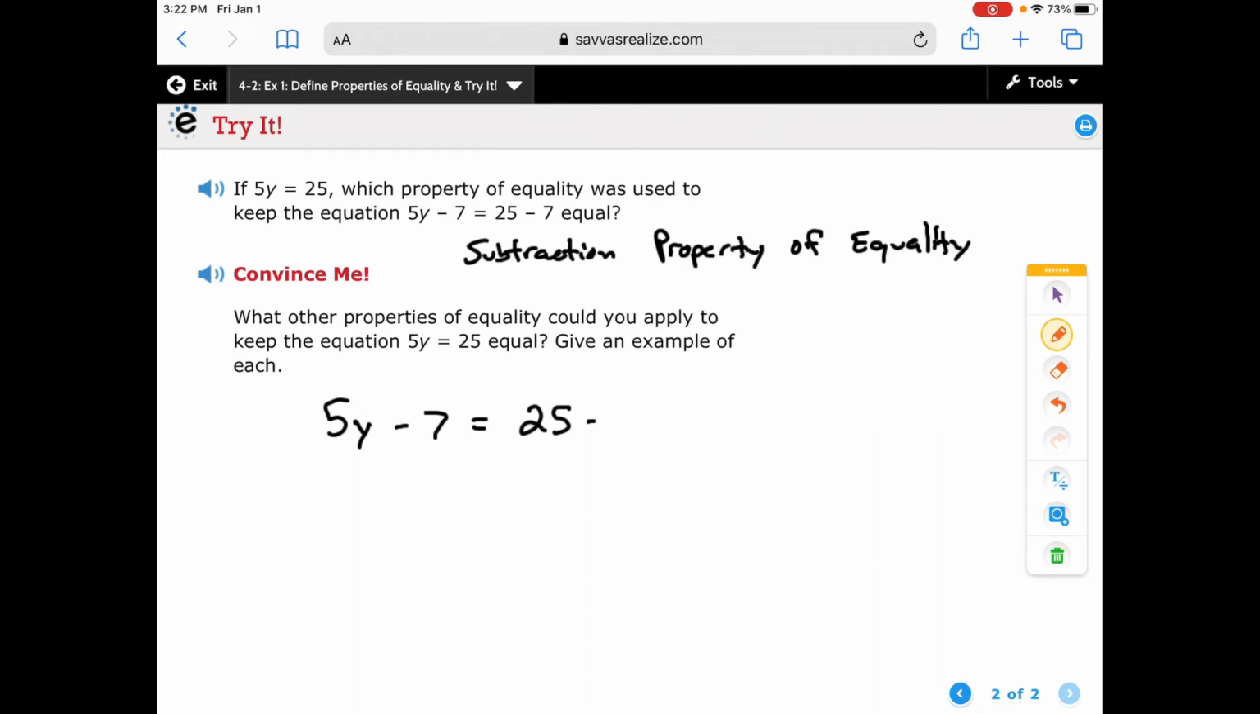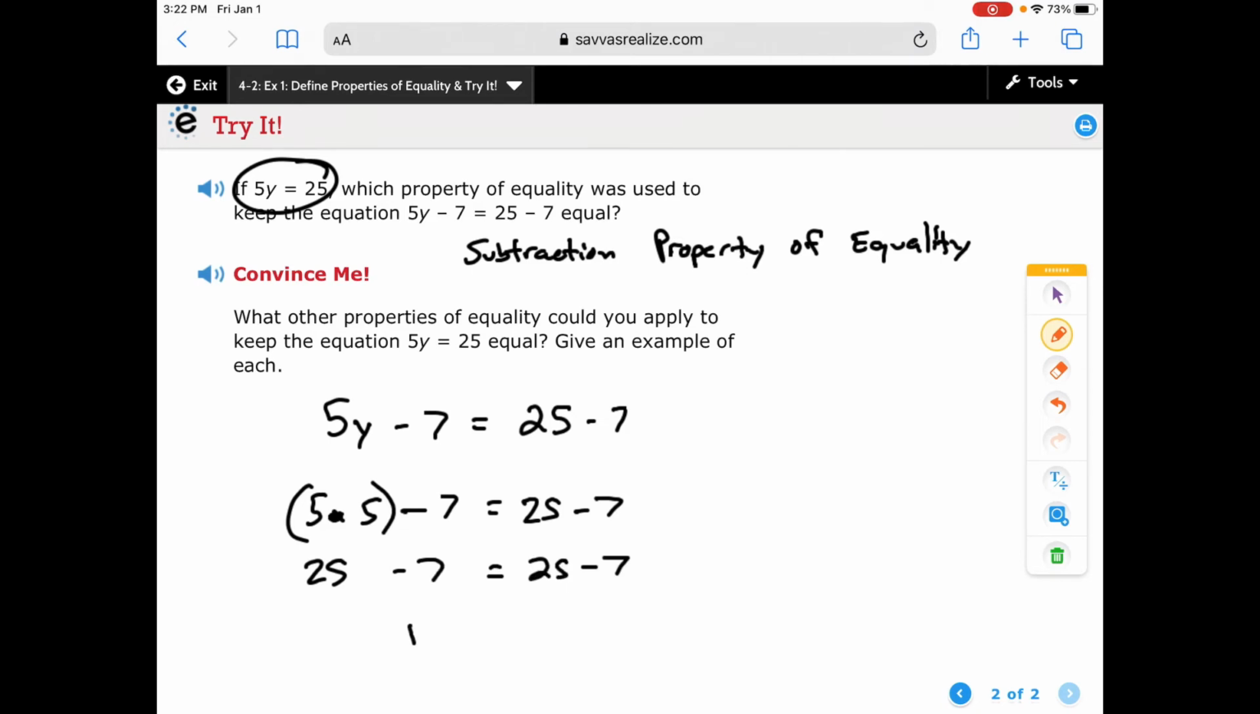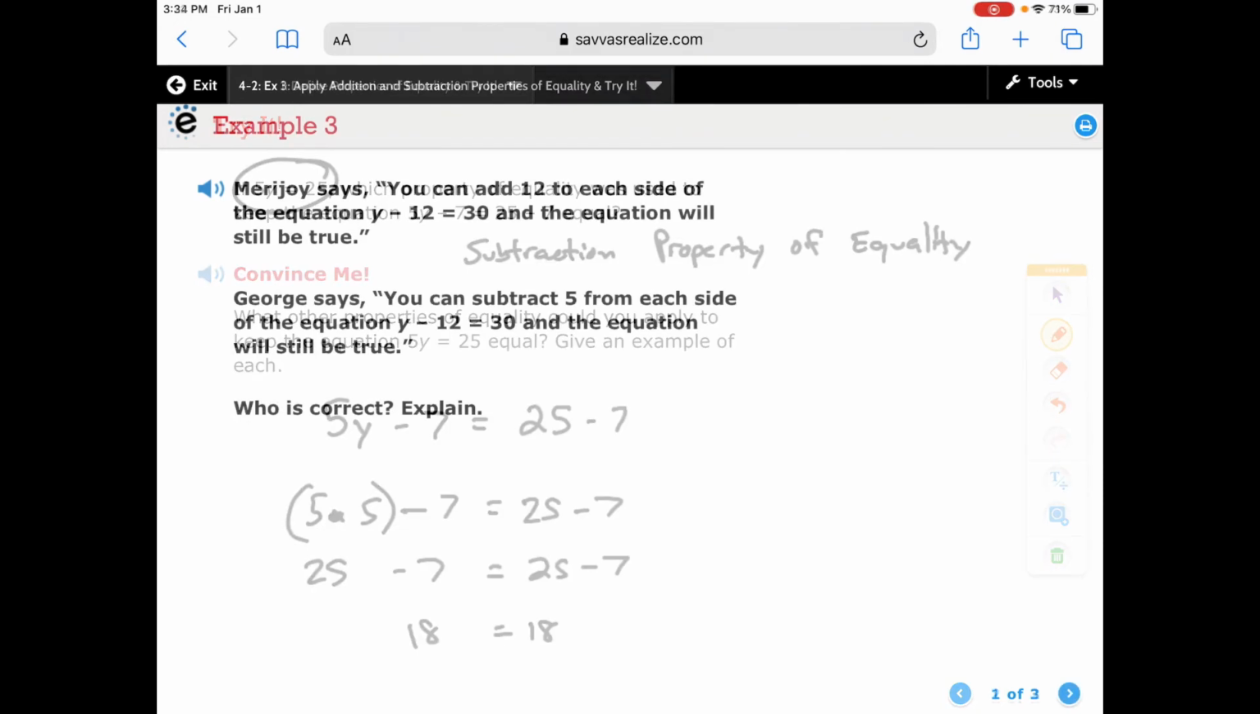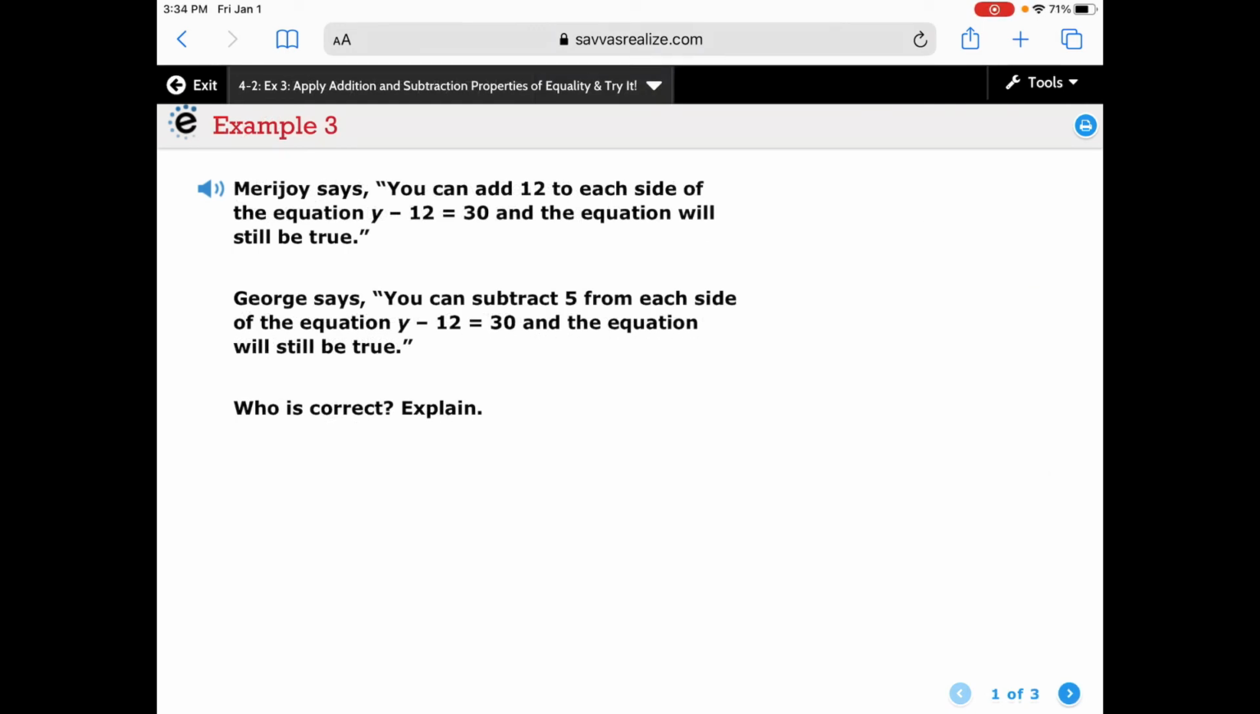All right, so we know that if we look at this part, 5 times what gives us 25? It's 5. So we have 5 times 5 minus 7, and you can see this is 25 minus 7. 25 minus 7, so it's already equal. 18 equals 18. All right, everyone, let's look at the bottom of page 193.